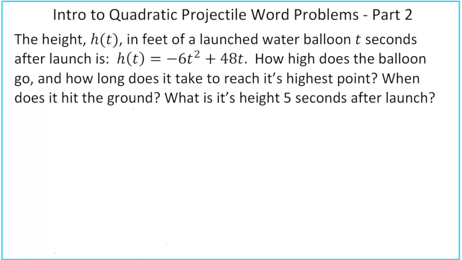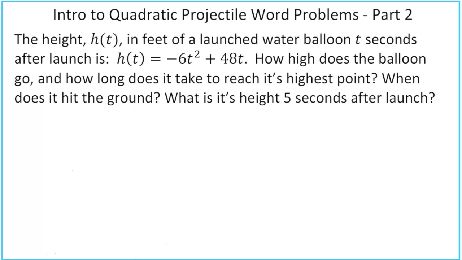The height, h of t, in feet, of a launched water balloon t seconds after launch is h of t equals negative 6t squared plus 48t. How high does the balloon go, and how long does it take to reach its highest point? When does it hit the ground? What is its height 5 seconds after launch?